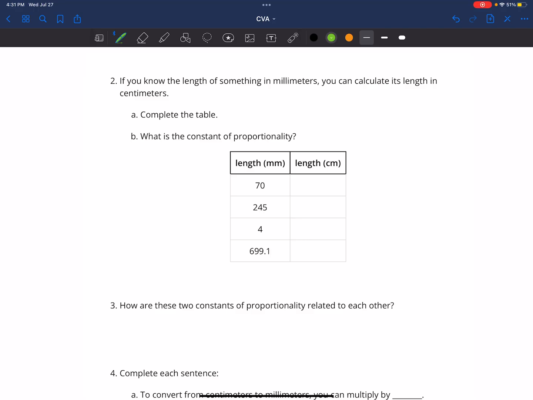All right, now let's take a look at this one. If you know the length of something in millimeters, you can calculate its length in centimeters. Complete the table. What is the constant of proportionality?